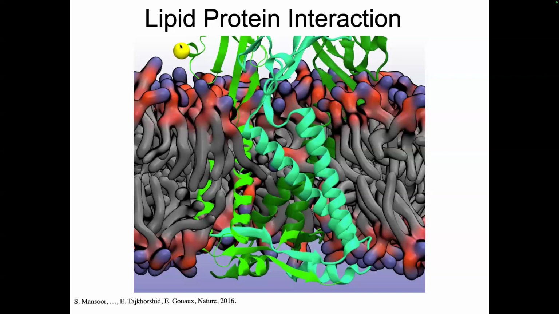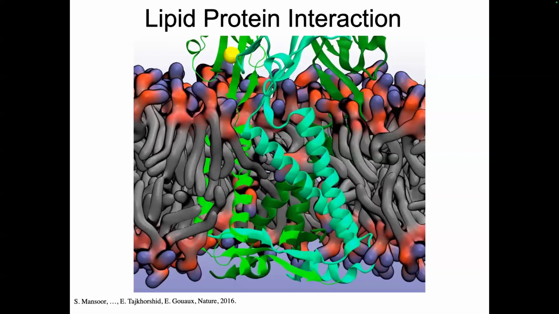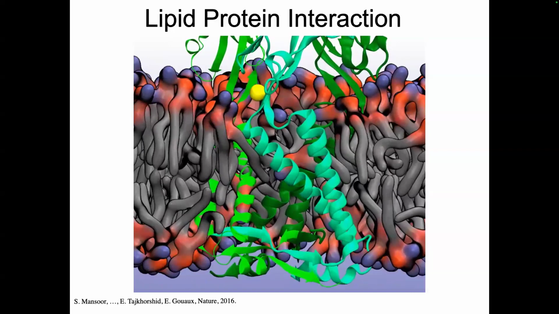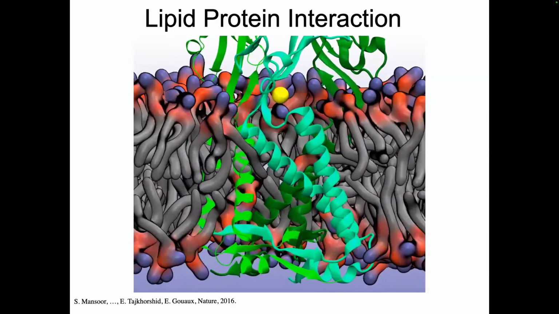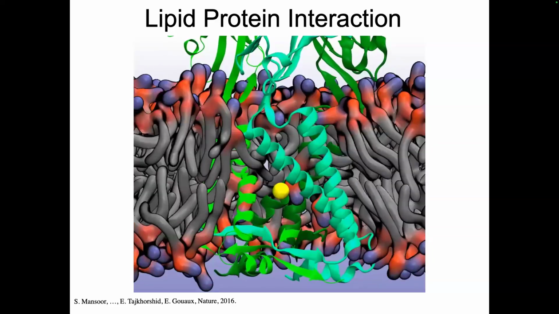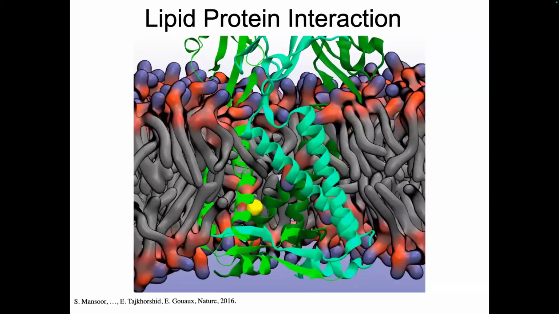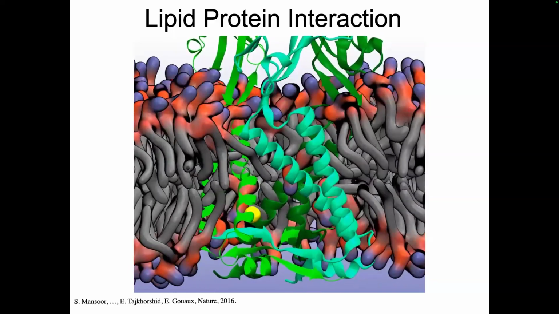We can apply an electric field, exactly like in experiment, to see how the ions are affected. And you can see how this sodium ion, this yellow guy, is affected by the application of the electric field, and how the lipid head groups complete the pathway for the permeation of this ion from one side of the membrane to the other side.